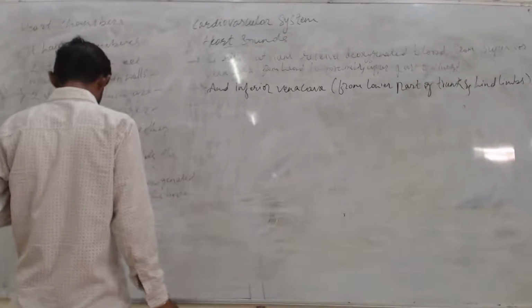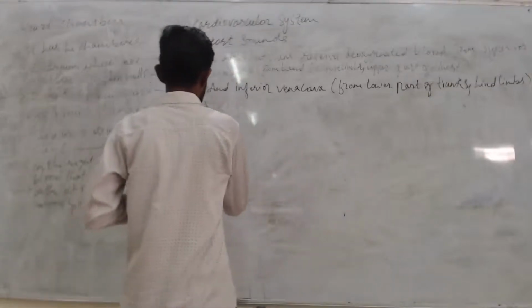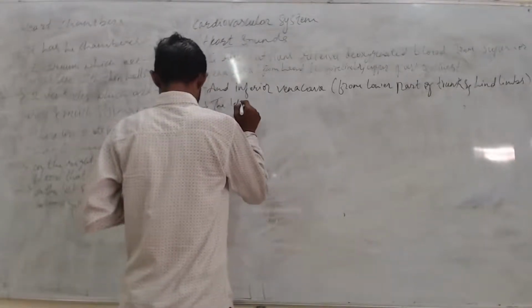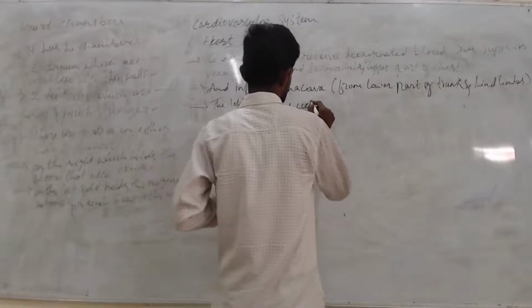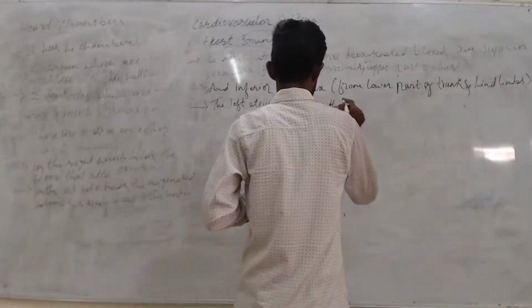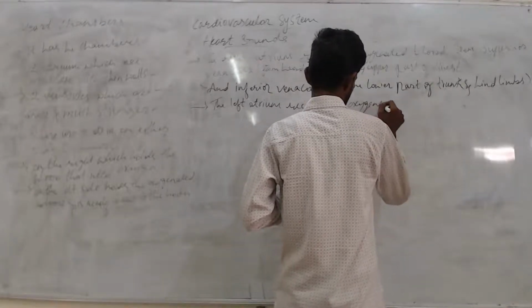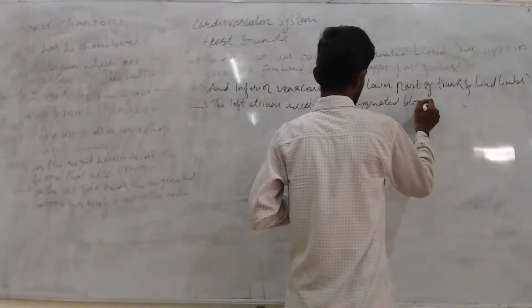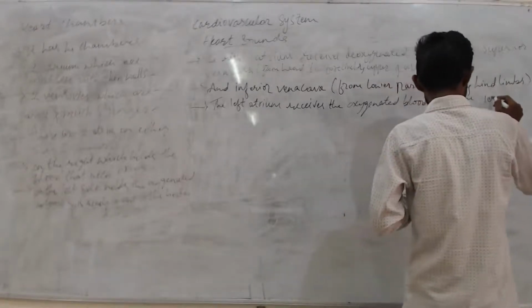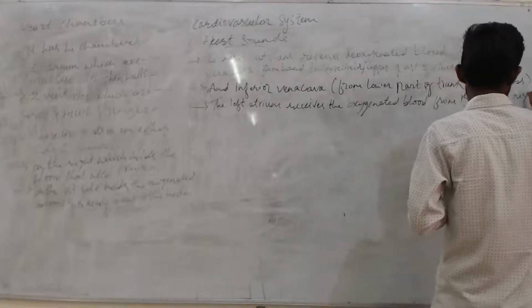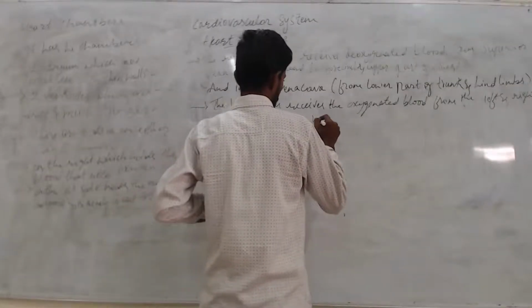The left atrium receives oxygenated blood from the left and right pulmonary veins.